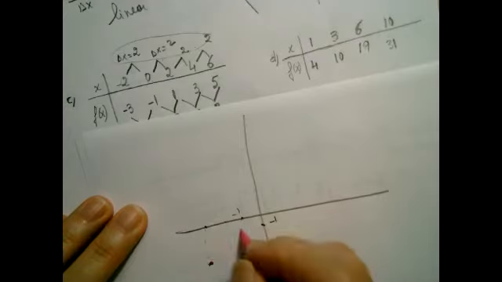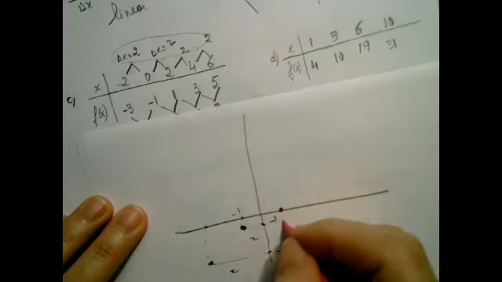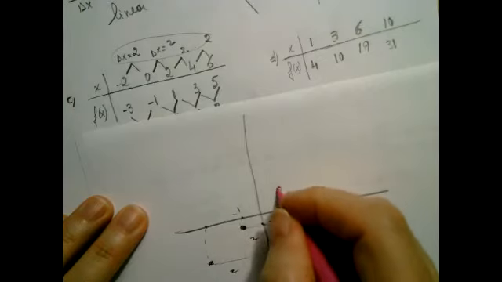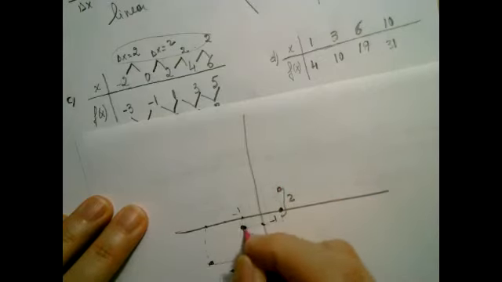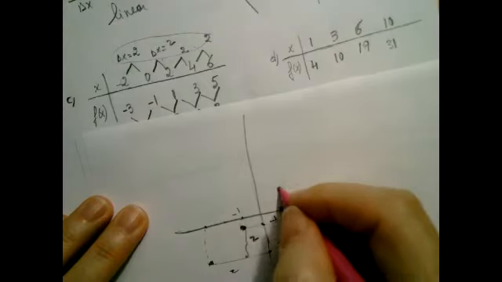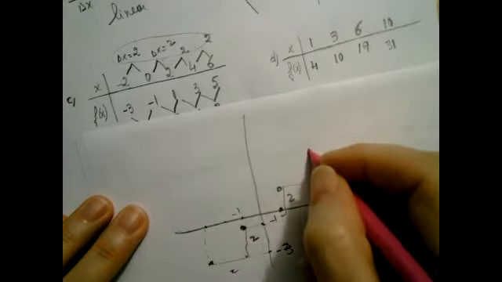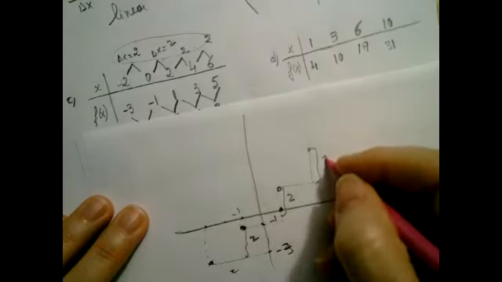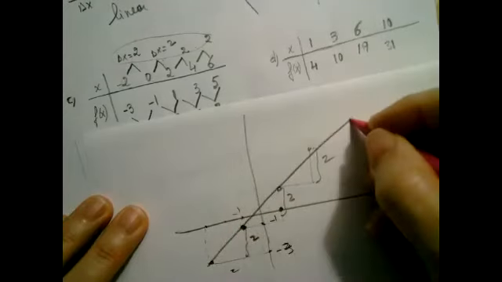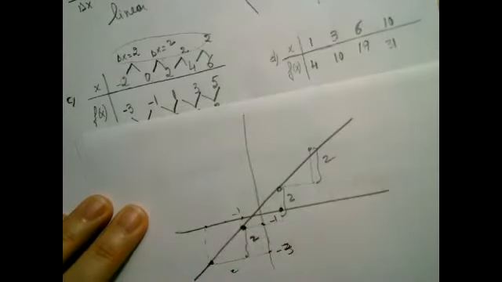So we move by 2 here. My output went by 2, 2 and 2. 2 units later, my output again went by the same amount, 2, 2. 2 units later also went up by the same amount. So if we actually connect those, we're gonna have an honest to goodness line.